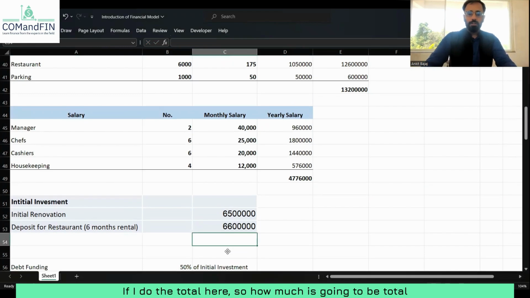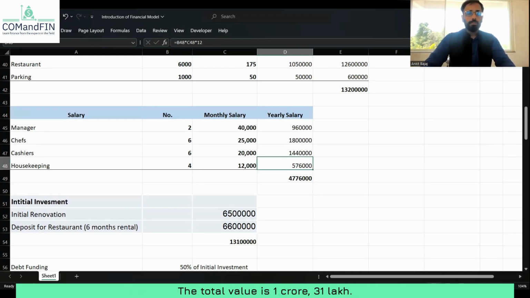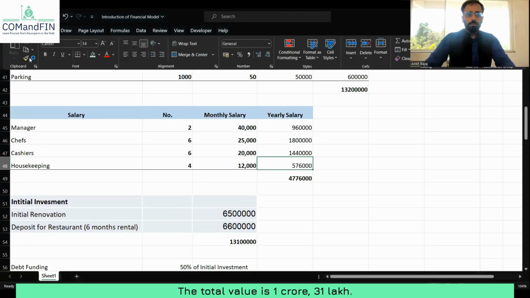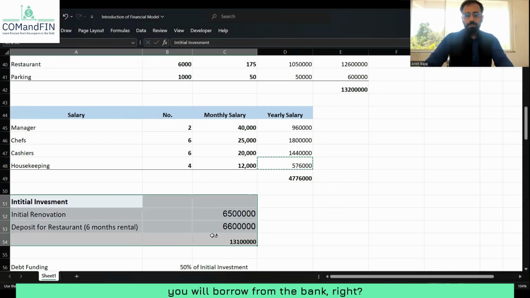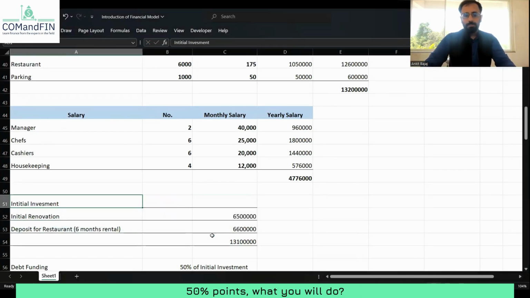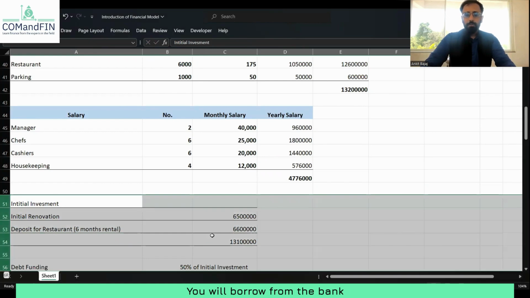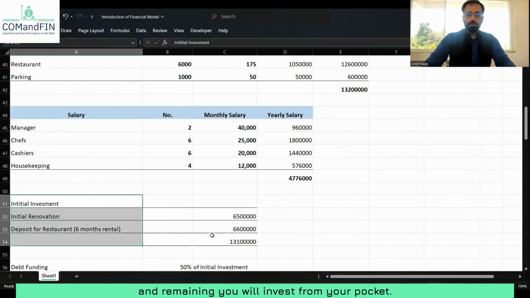So if I do the total here, how much is going to be the total? The total is 1 crore 31 lakh, right? You can see the total value here is 1 crore 31 lakh. Now, what you will do is borrow 50% of the funds from the bank, and the remaining you will invest from your own pocket.